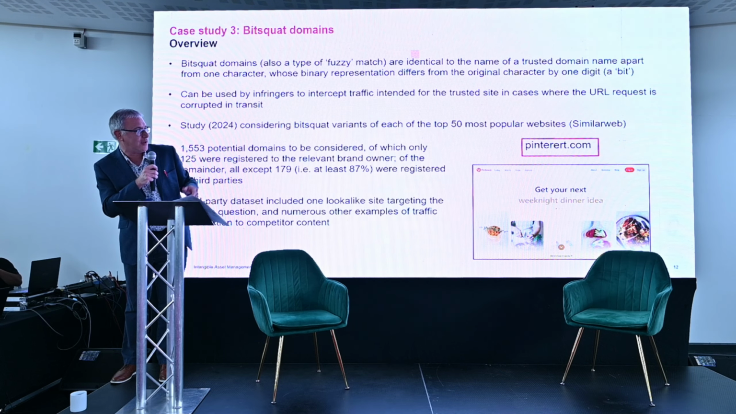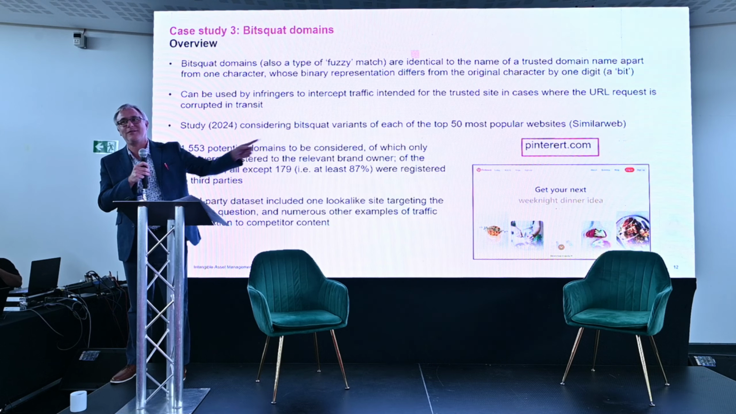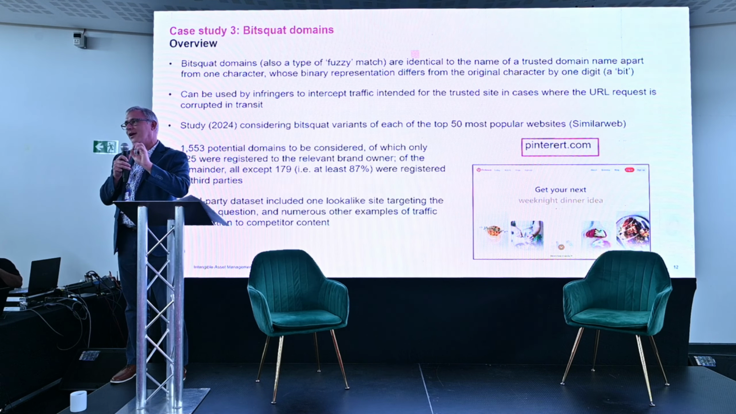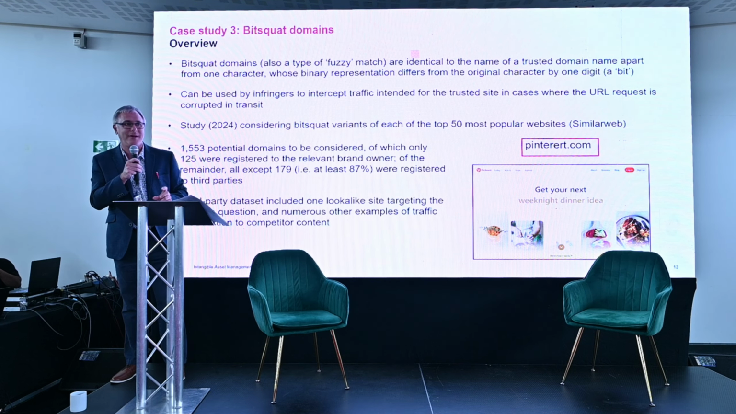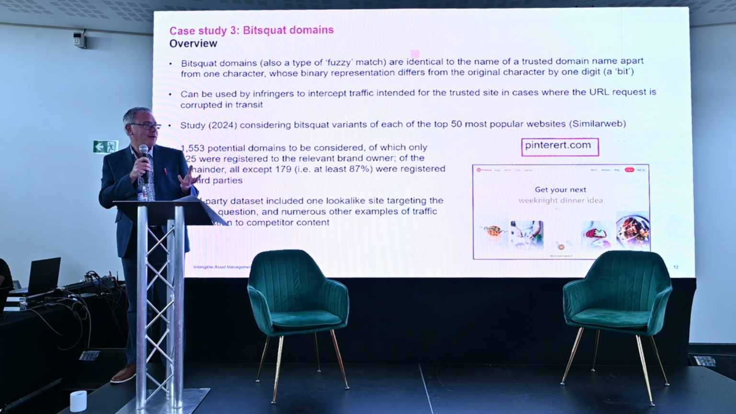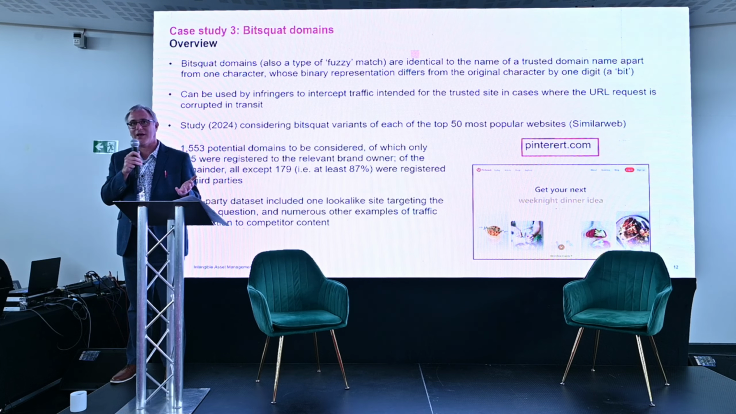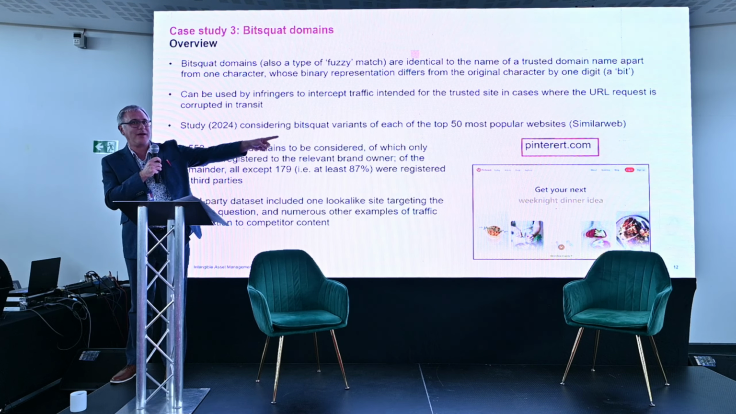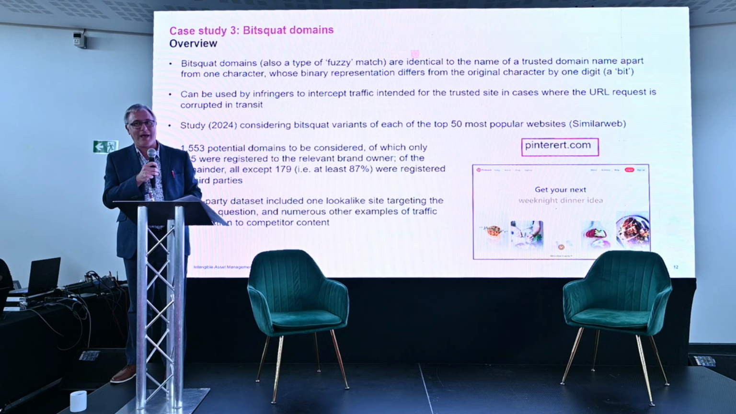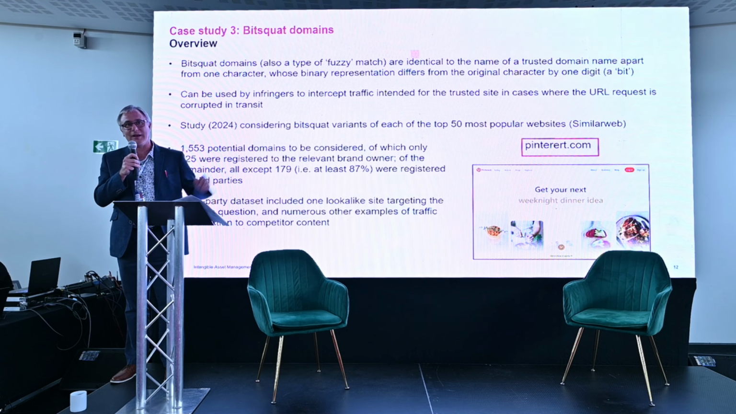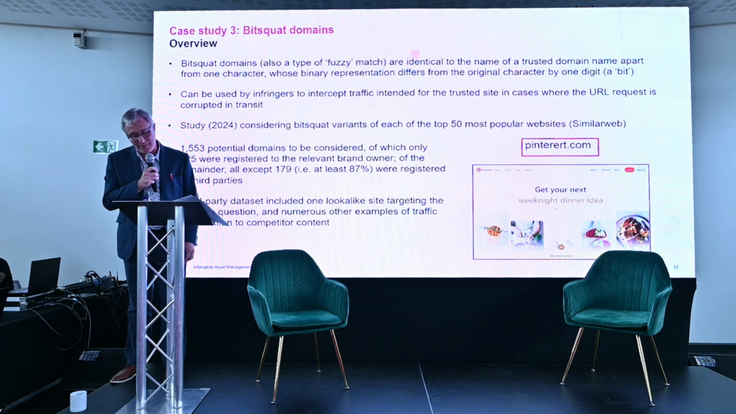So example here, for Pinterest, you get Pintesest. So the R and the S differ in their binary representations by just one character. Now, normally that wouldn't matter. If your browser request gets corrupted, you just don't get to a live site. But if someone is clever enough to register that variant and point it at, in this case, a lookalike site, they can collect traffic that was intended for the brand owner in question.